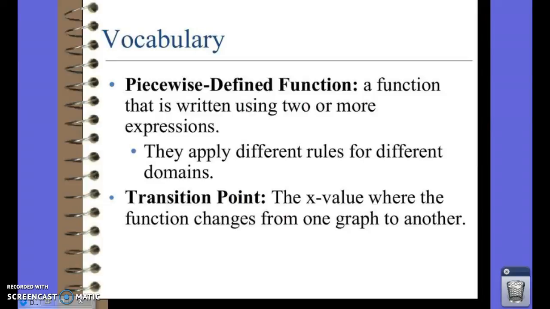So, with a new section comes some new vocabulary. We have 2 words we're going to talk about today. We have piecewise defined function. This is a function that is written using 2 or more expressions. And what we do is we apply different domains to these different expressions.